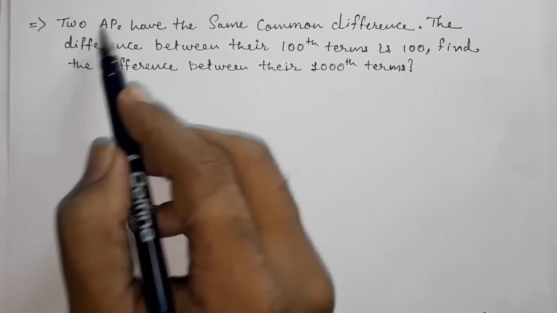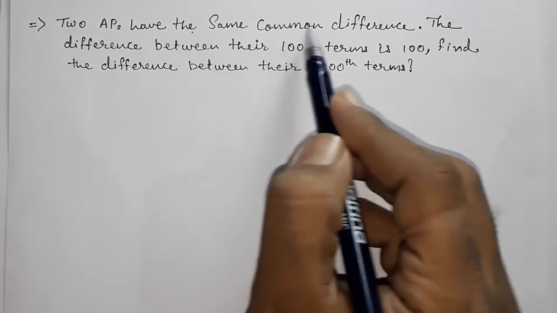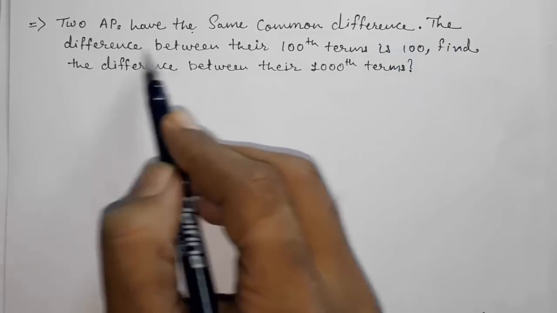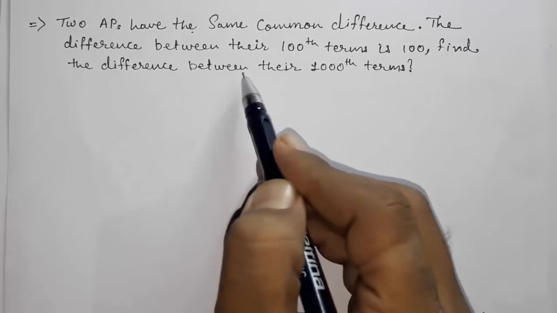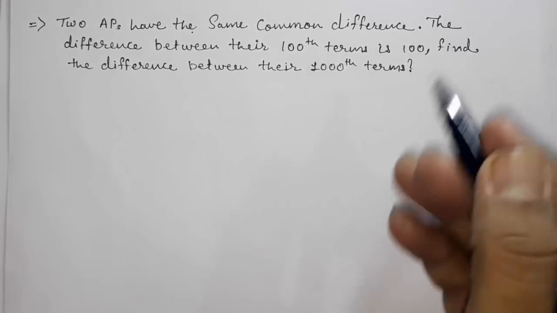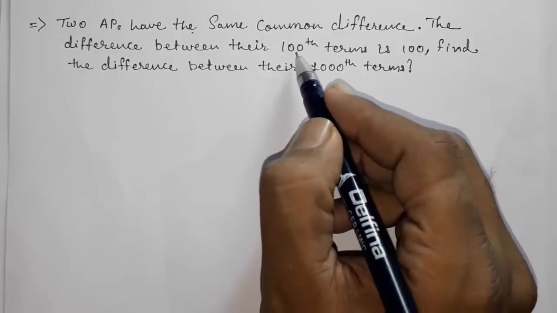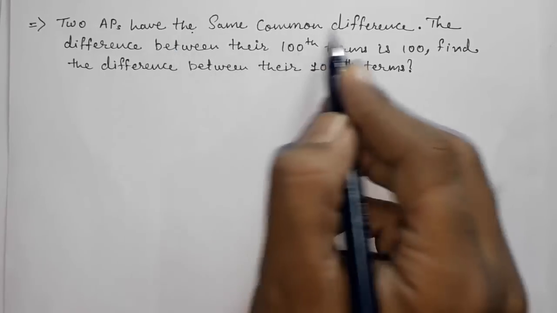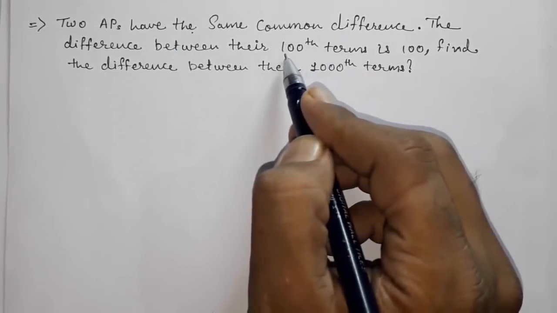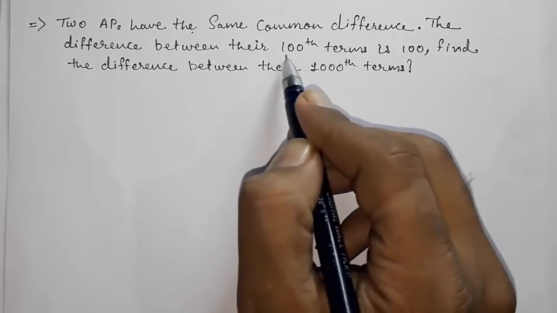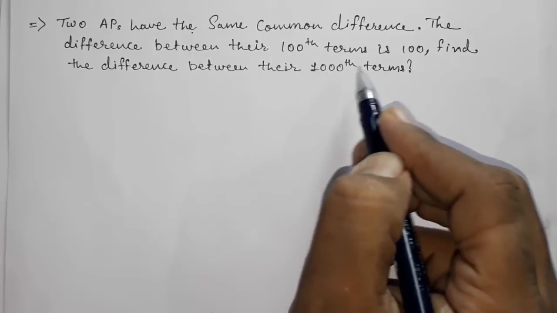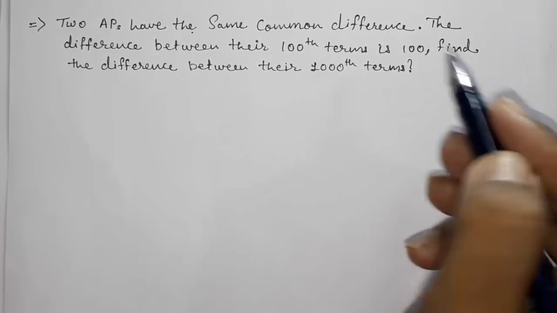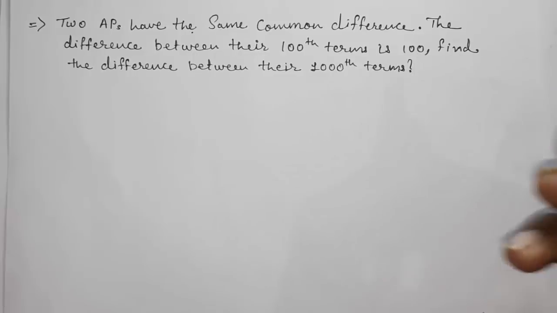Now next term. Two APs have the same common difference. The difference between their 100th term is 100. Find the difference between the 1000th term. Directly I can explain you that whenever you are having two APs and same common difference, if you are getting the difference of 100th term is 100, then 1000th term difference will be also 100, 5000th term difference will be also 100, 10,000th difference will be also 100.